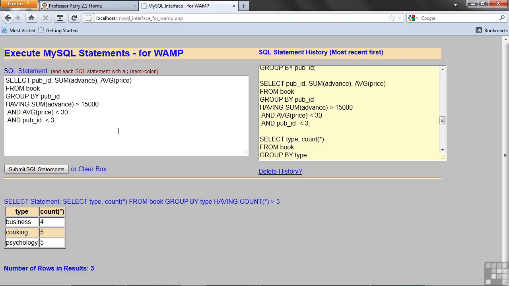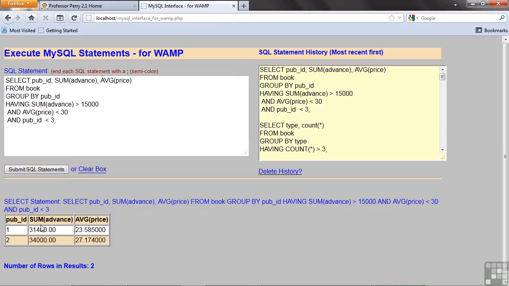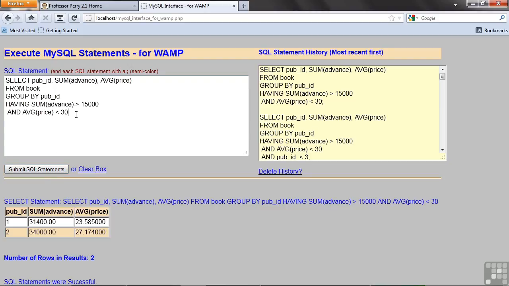I've changed my mind here and I'm going to look for where the pub ID is less than 3 because I happen to remember that we have 1, 2, and 3 are our pub IDs. So let's run this. So here we are. We've got 1, 2, and 3. Well, 3 is not less than 3, so we didn't see it. If I took this out and ran the statement, I would see the third group if I had anything that met these conditions. And apparently I don't.